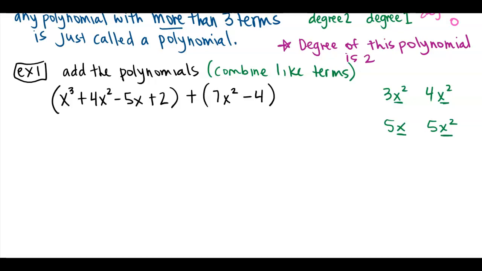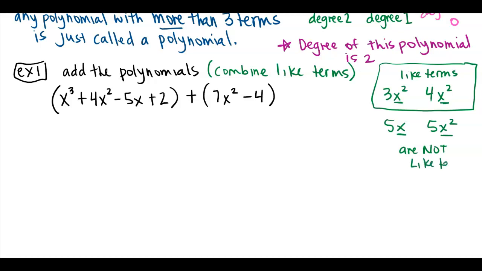I've got an x and I've got an x squared. All right, so these guys are like terms, where these bottom ones here are not like terms. All right, so they have to have the same variable, and then they have to have the same exponent on that variable. So they have to be to the same degree.